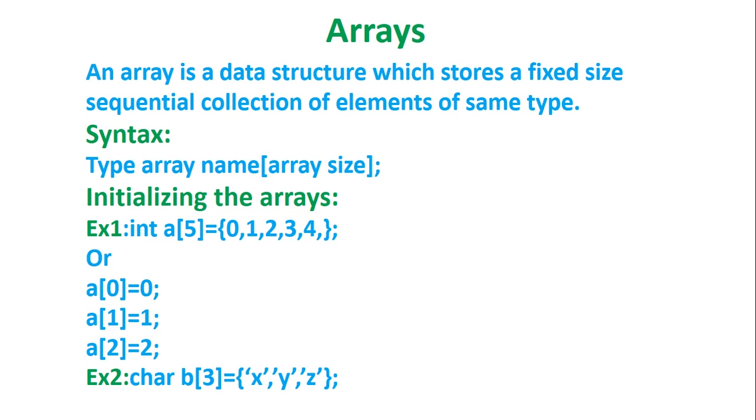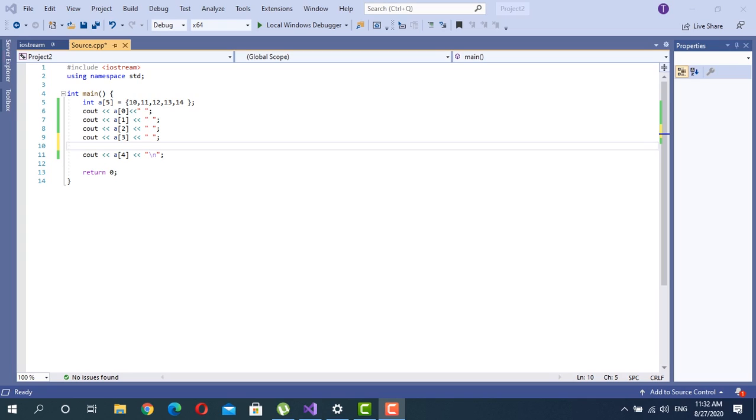You can also initialize each and every array variable separately. That is, A of 0 equal to 0, A of 1 equal to 1, A of 2 equal to 2, like that. Next, char B of 3 equal to x, y, z. Here B is a character array variable of size 3. That is, it can hold 3 values like x, y, z. The number of values between curly brackets cannot be larger than the number of elements that we declare for the array between square brackets.